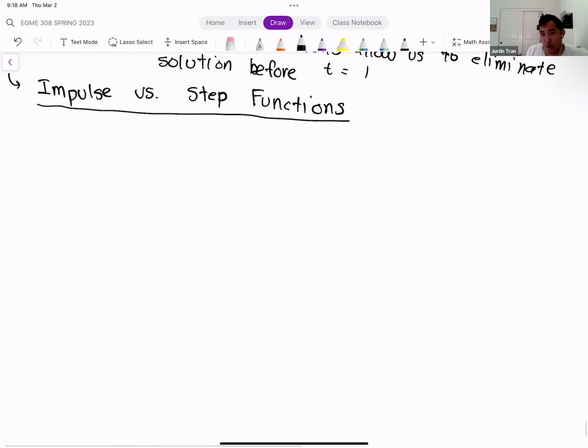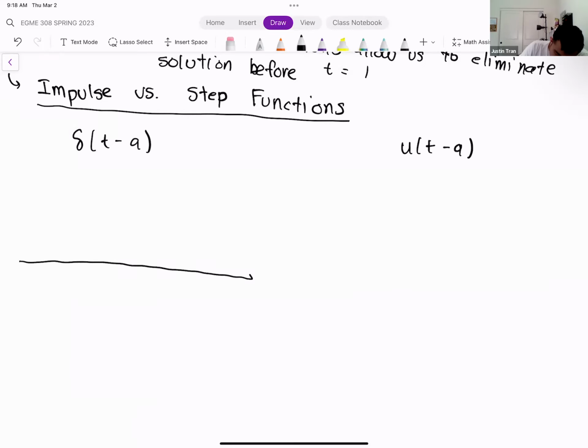So let's draw both functions here, and let's see if we can form a connection between the two, because actually the two functions are very closely connected. Let's do impulse function on the left. So our impulse function is going to be delta t minus a, and then our step function will be u of t minus a. So let's start by graphing them, and let's see if we can find a relationship between their graphs.